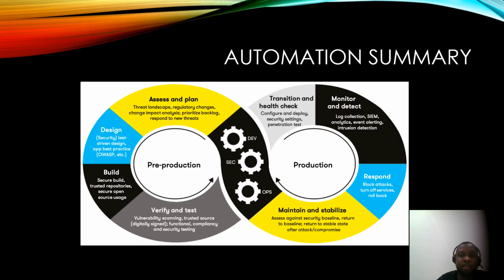As you can see, this one is the automation summary that consists of assess and plan. After assessing and planning, we're going to do the design. Whenever the design is ready, we are going to build the security policy, and after building, we are going to verify and test. After that, that consists of the pre-production steps. And after doing the pre-production, we're going to pass to production. The production will consist of transition and health check of the security policy.